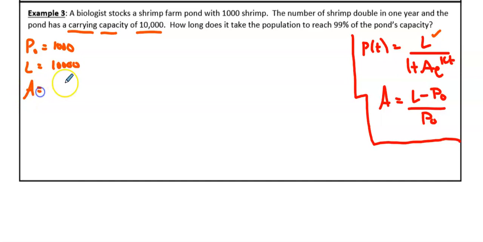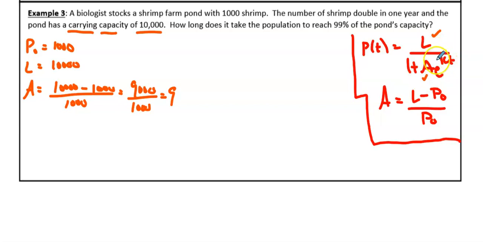A is going to be equal to our carrying capacity minus our initial population, all over our initial population. A is going to be equal to 10,000 minus 1,000, which is 9,000, all over 1,000, which is going to give us 9. So A is actually equal to 9. And so we now have what A is. Now we have to find what our k value is.